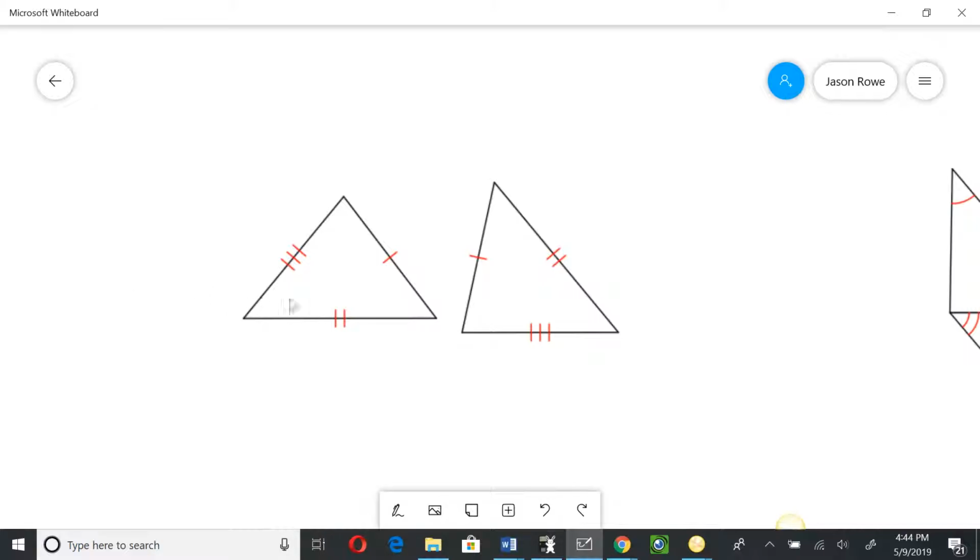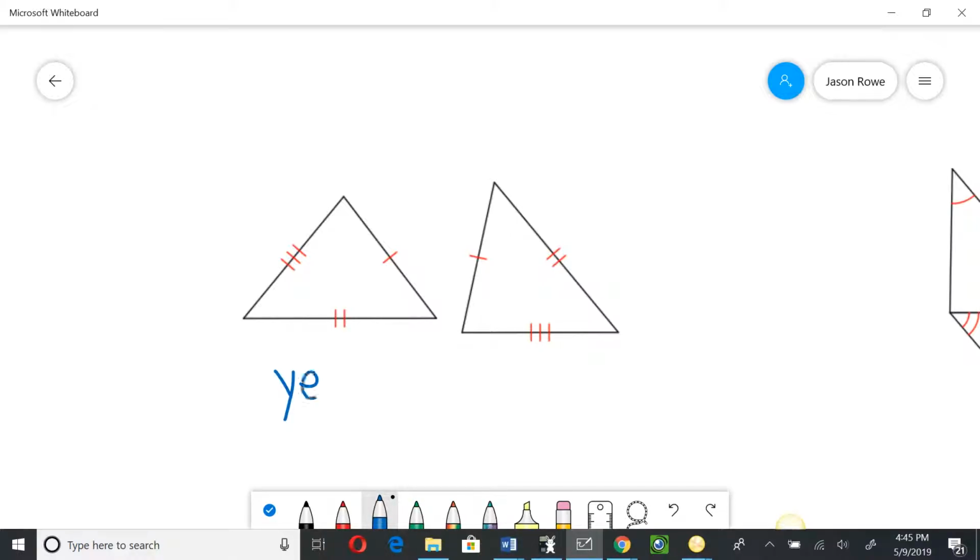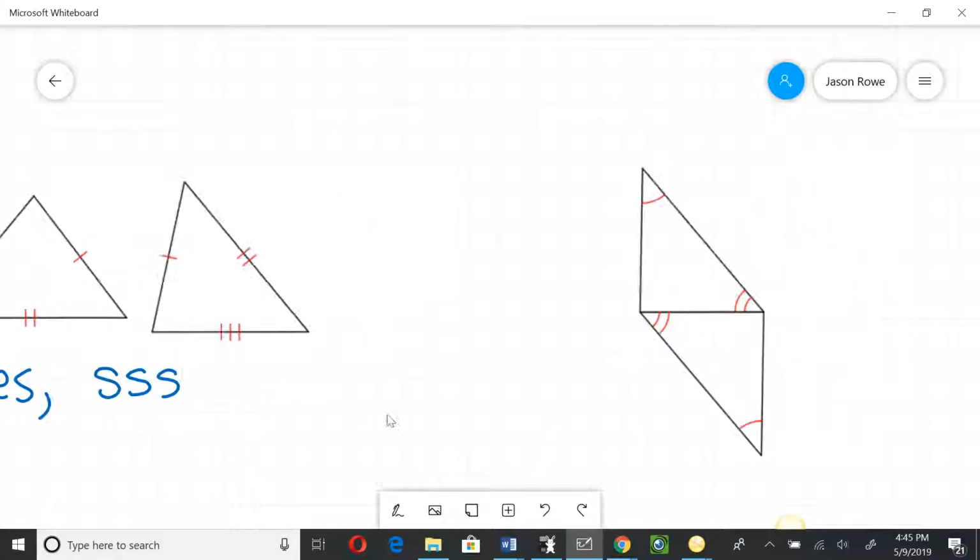So we're going to take a look at this example. We're going to look at the markings and see what we're told. So I've got one side congruent to another side. I've got two sides congruent to two sides, and three sides congruent to three sides. So I can say, yes, these are congruent. And I can say that they are congruent by side, side, side. So that's what we're trying to do in this part of the lesson. So let's take a look at the next example.